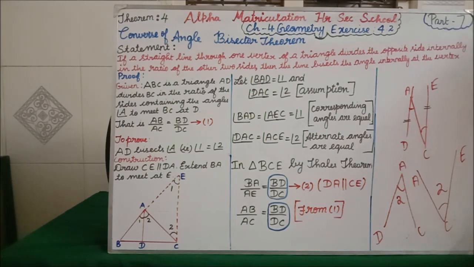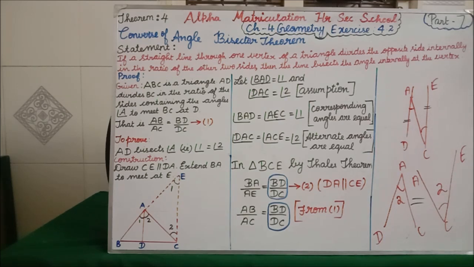Clear? Now I am saying these two angles are equal. Clear all of you? I am saying DAC is equal to ACE. How am I saying these two angles are equal? Because of alternative angles. Clear all of you?